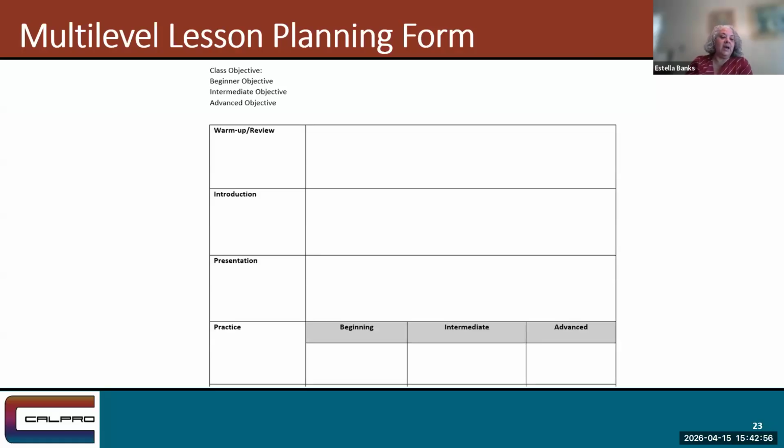So here we have the multi-level lesson planning form. You'll see at the top that you have the class objective, and then you'll be able to state the objective for each of the levels. So for those of you who are using textbooks, you can usually find those objectives. I'd noticed somebody was talking about it online, and a lot of textbook series have the same theme, for example, in every level for the same chapter, right? And so these are some clues to where you can find your lesson objectives.